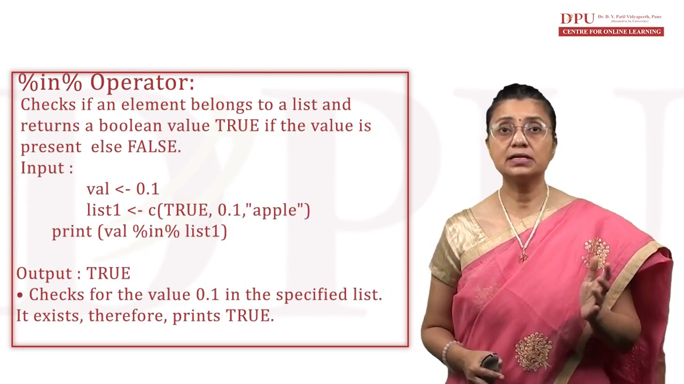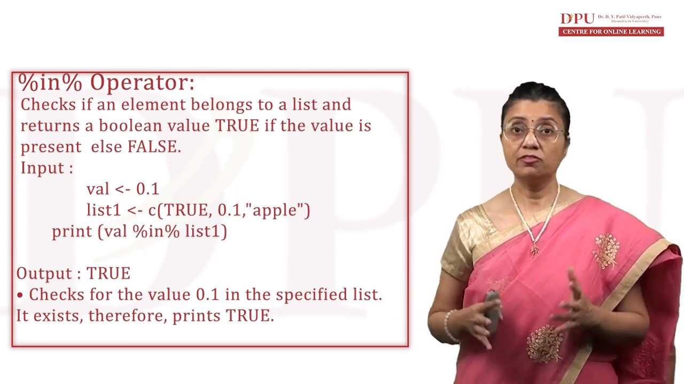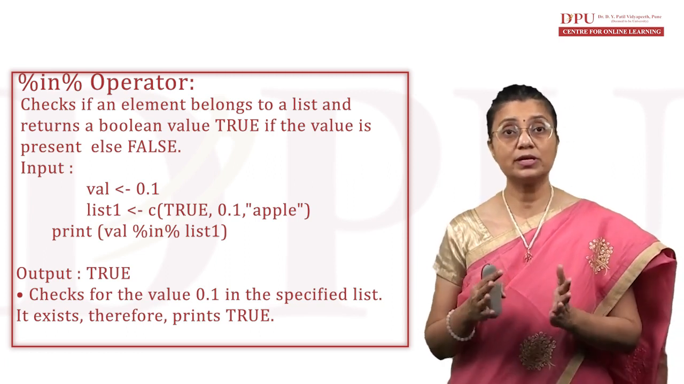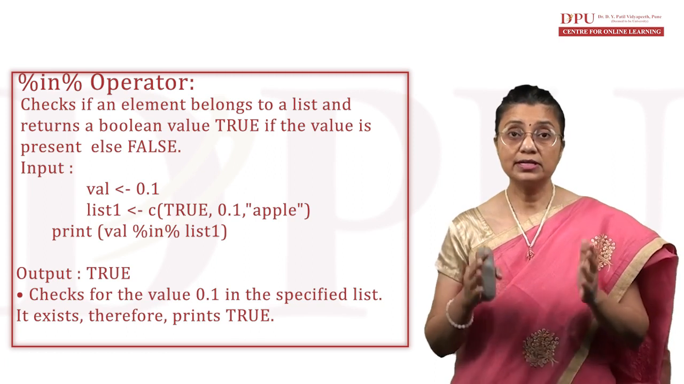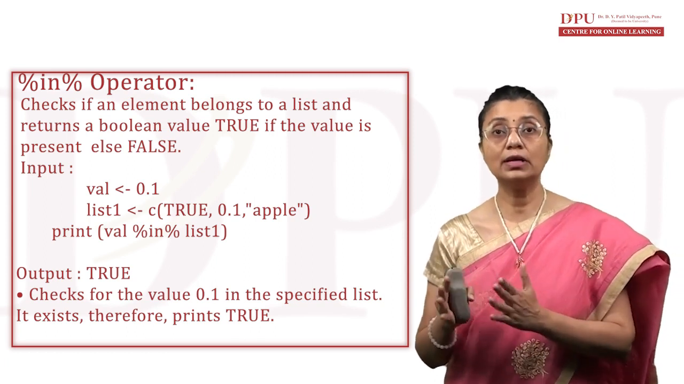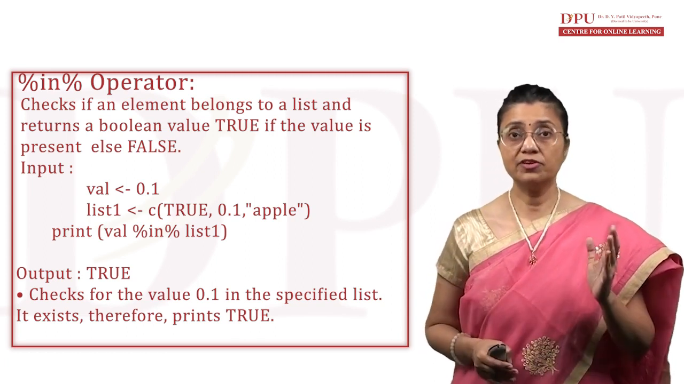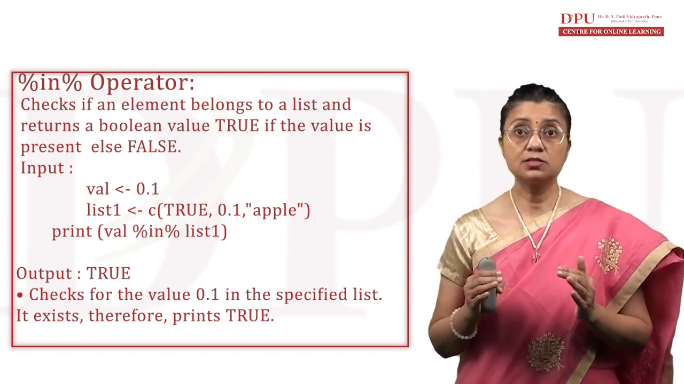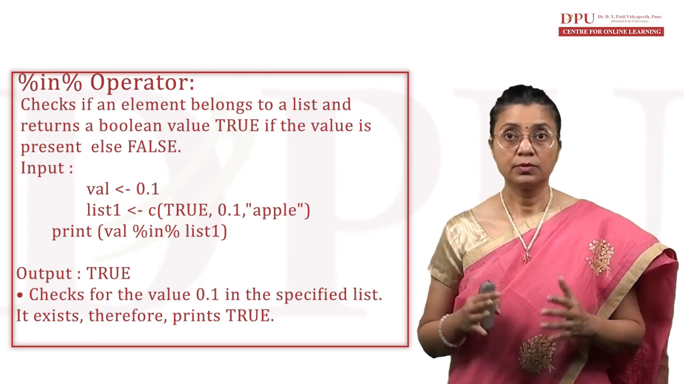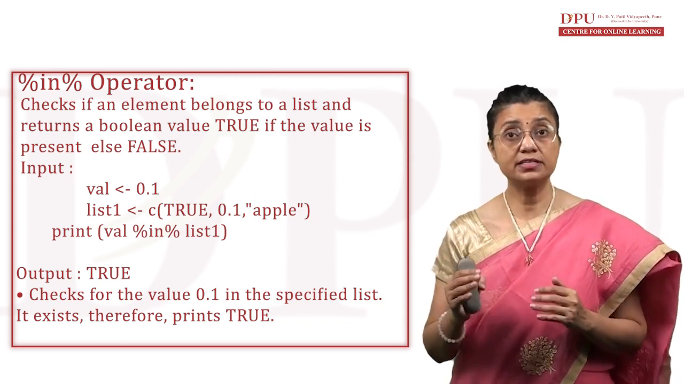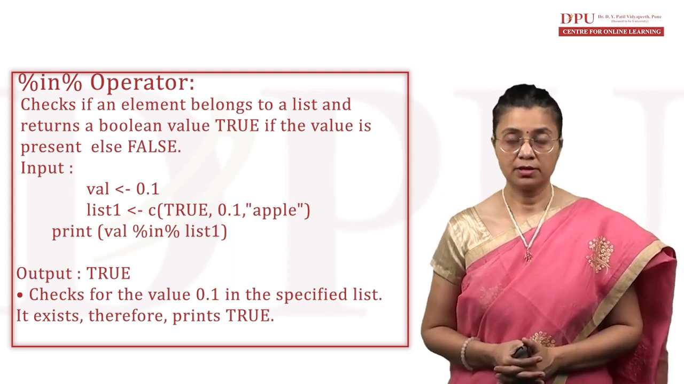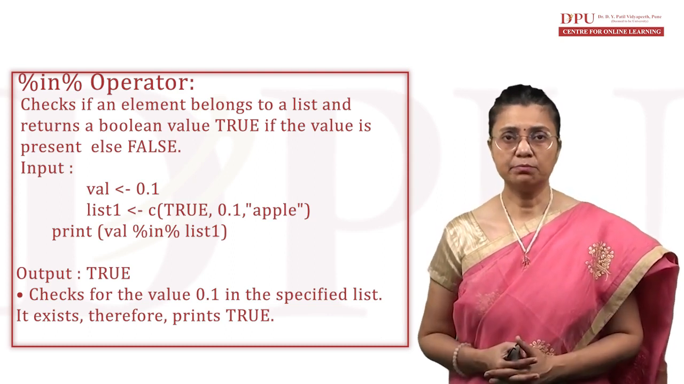Likewise, we have a %in% operator. Now this is my favorite operator because this tells us whether the first is present in the second or not. So it checks if an element belongs to a list. The idea is if an element belongs to the list, it returns a Boolean value TRUE. So if the value is present, it returns TRUE, and if the value is not present, it will return FALSE. So let's understand with an example.